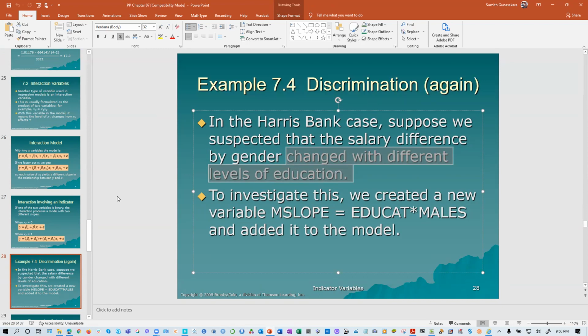Now we suspect, we want to say that salary differences are only for gender. That part we check: whether the salaries are different for males and females by gender. We check that. Now we want to add another variable to that one.